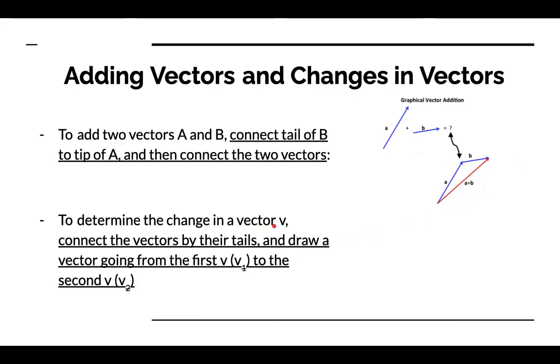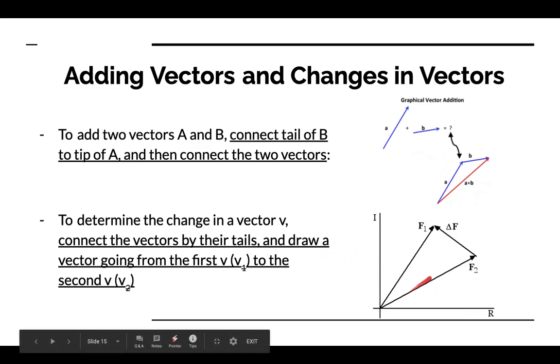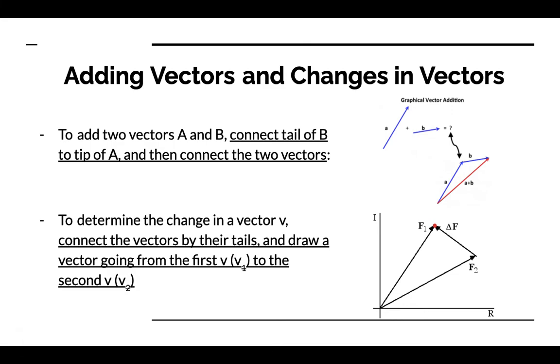To determine the change in a vector V, we connect the vectors by their tails and draw a vector going from the first vector V1 to the second vector V2. So if I have a vector F2 and I have a vector F1 and I want to tell what the change is, I'm going to connect each vector by their tail, and then I'm going to connect the results going from F2 to F1 in this case.